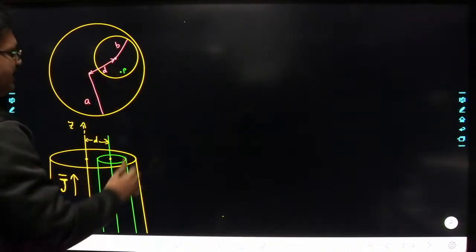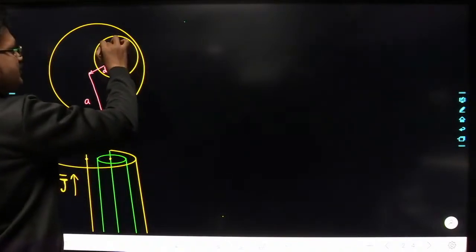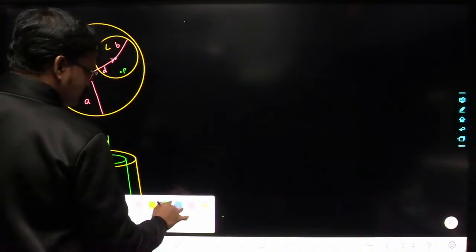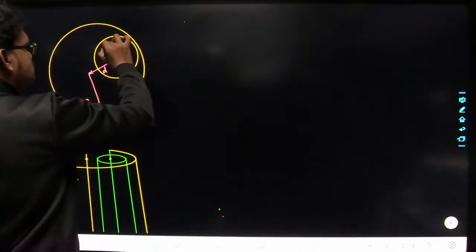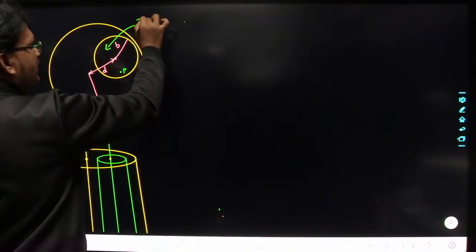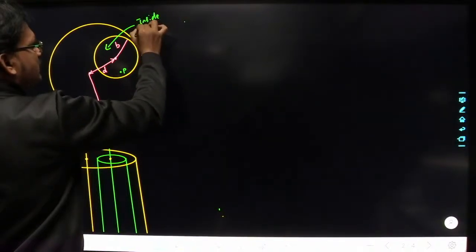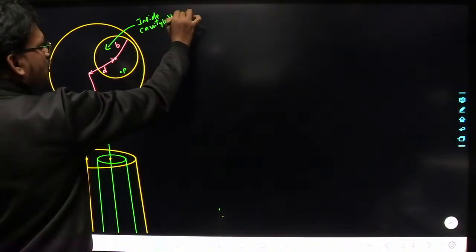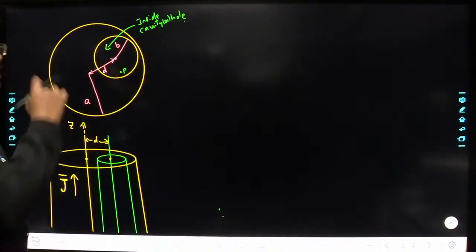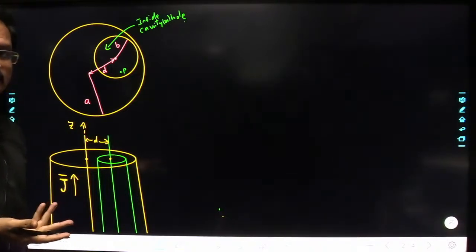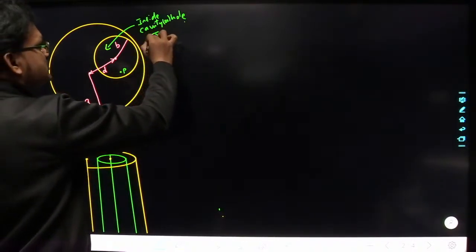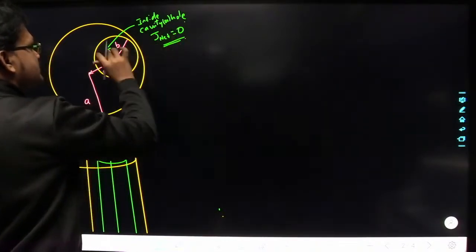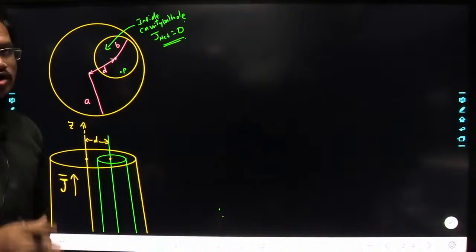So what I can do here is see here, inside cavity, this is the cavity here, yes or no? So inside the cavity, what must be the current density? Inside this hole there should not be any current, yes or no? So that means the net current density inside this cavity must be equal to 0.